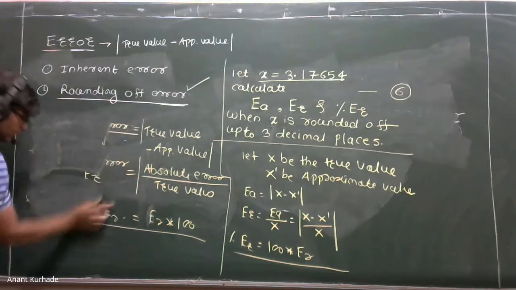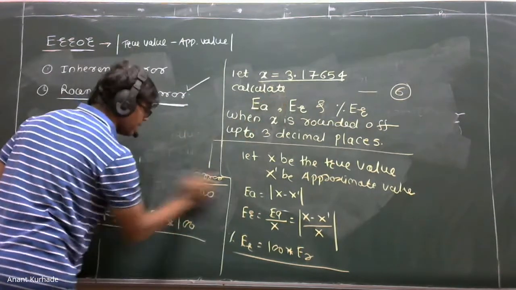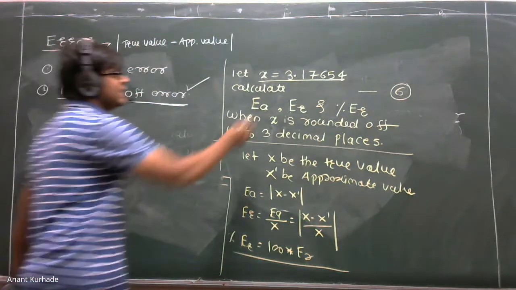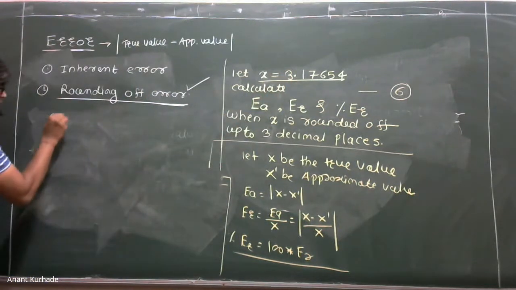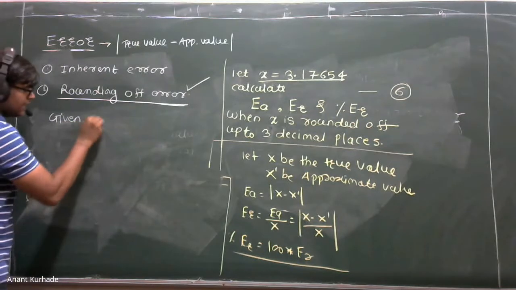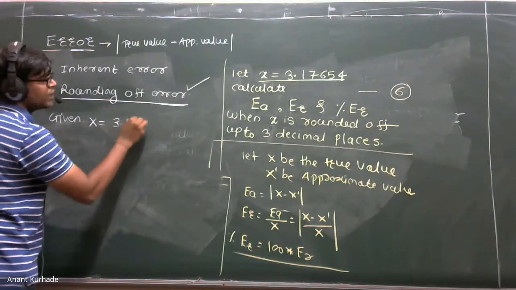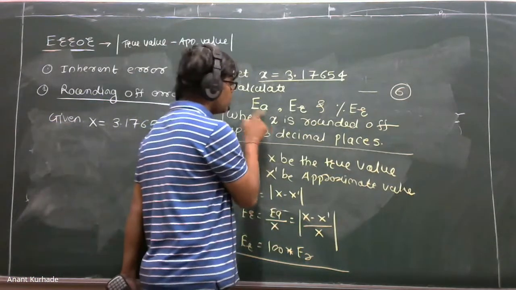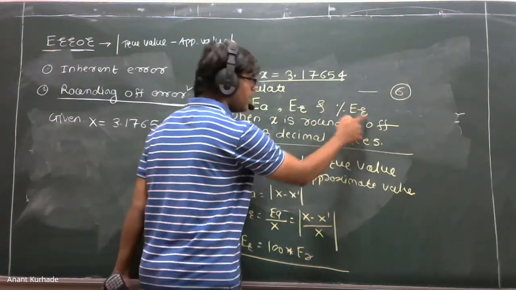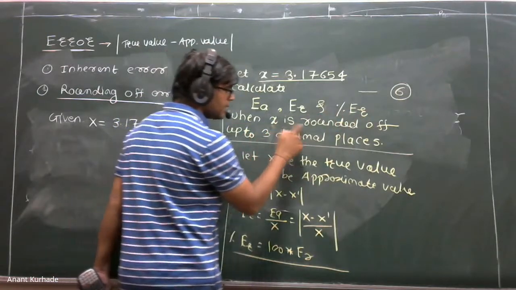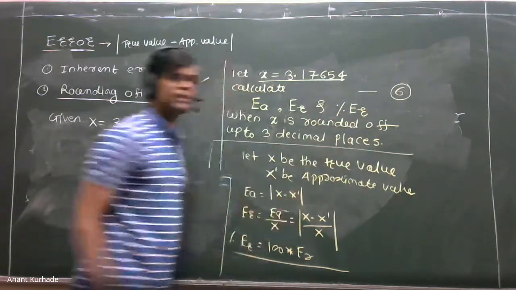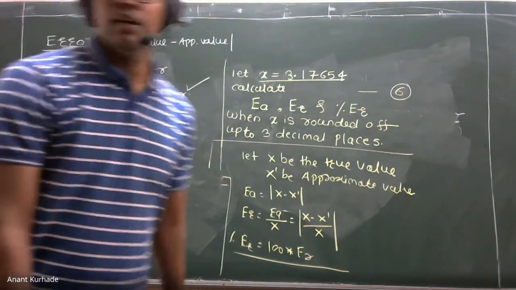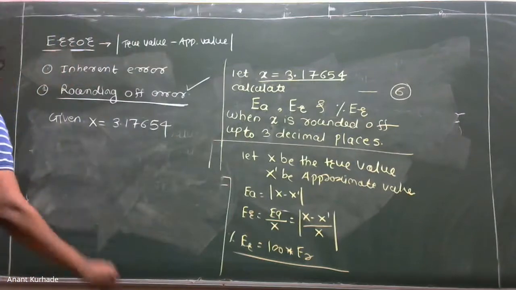For this problem statement, what is the true value? X is the true value. Given x is equal to 3.17654, we are asked to calculate absolute error, relative error and percentage relative error when x is rounded off up to 3 decimal places. Now, what is the value of x dash? Anyone please reply.